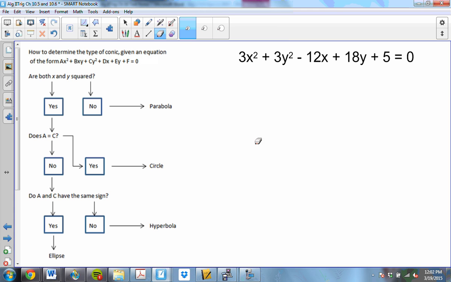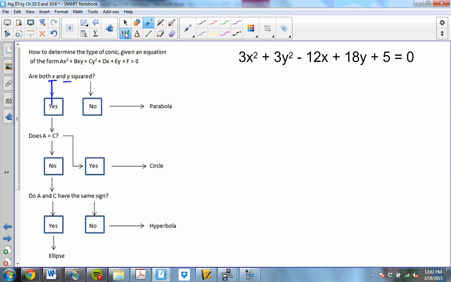It all comes down to identifying your a and your c terms. So right now my a value is 3, my c value is 3, and then d would be negative 12, e would be 18, f would be 5, and I have no b term, b value is 0. The first question is: are both x and y squared? Since I have an x squared and a y squared, the answer to that question is yes. If I didn't have both an x and a y squared, for example, if there was no 3y squared, then I would know this equation would give a parabola.